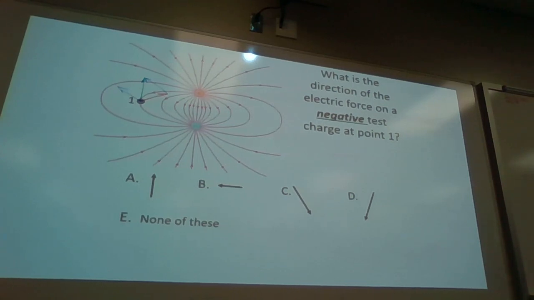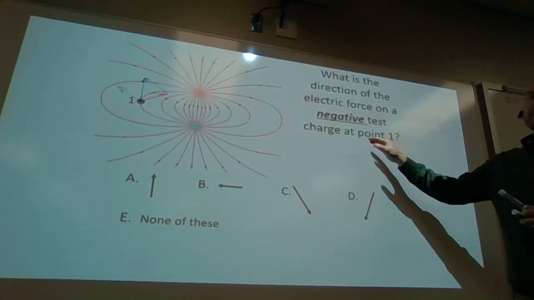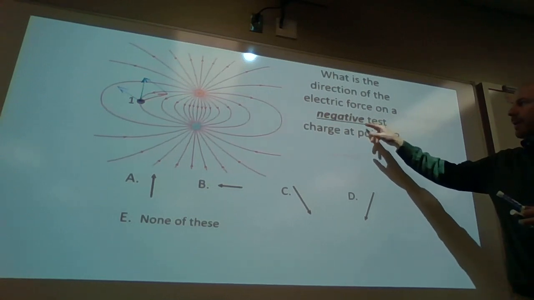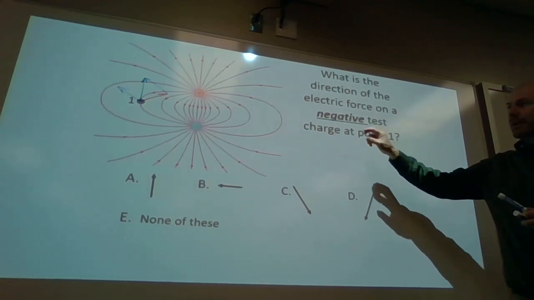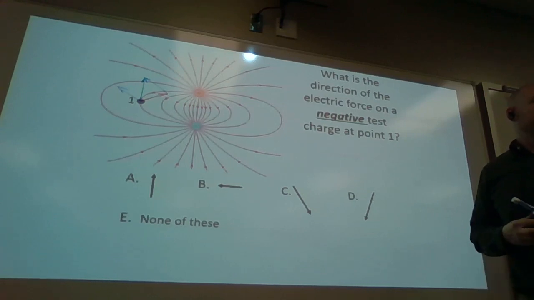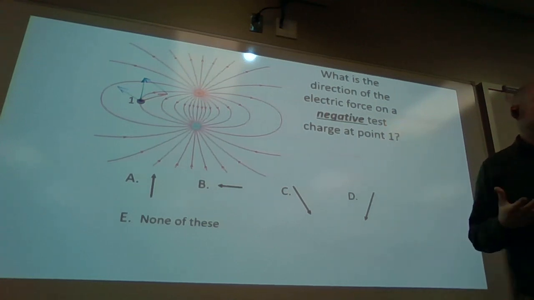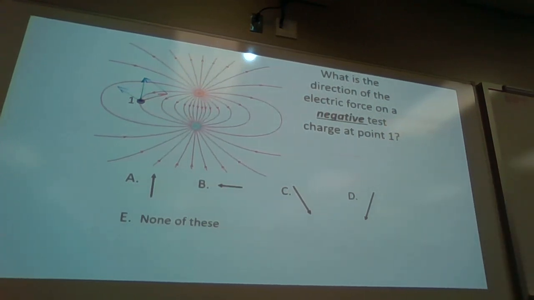So point 1 is just talking about a place in space. Yeah, I got that. And then it's saying we put a negatively charged peanut at point 1. Which way is the peanut, the test charge, the scout, going to be forced?